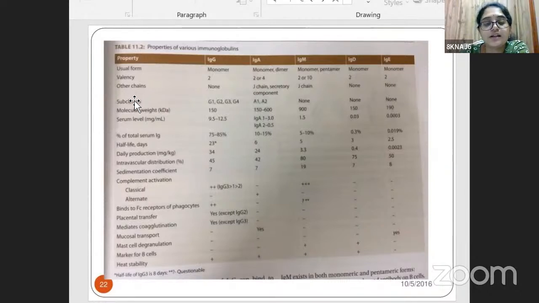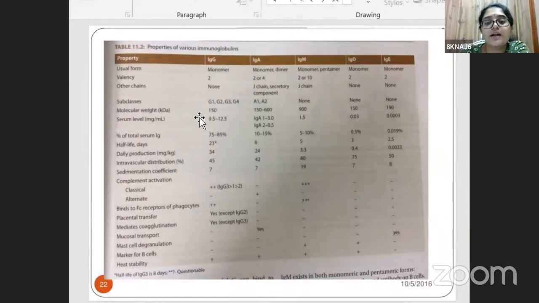Other chains, if at all, are they there? No, there are no other chains in IgG, but you have a J chain and a secretory component in IgA. There is a J chain even in IgM. No chains as such in IgD or E. Subclasses: IgG has G1, G2, G3, and G4 subclasses. IgA has A1 and A2 subclasses. No subclasses in IgM, D, and E.